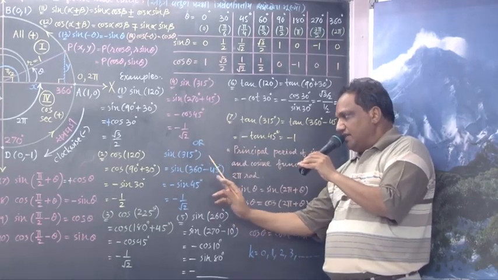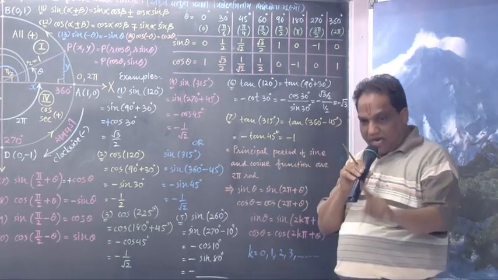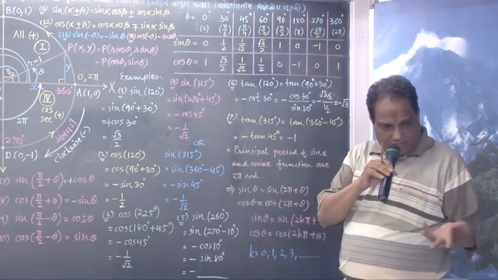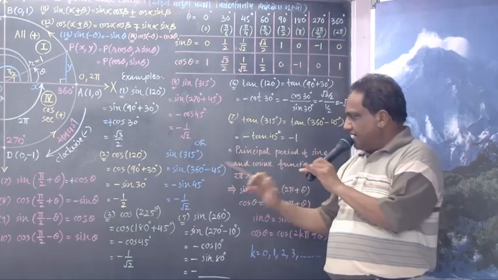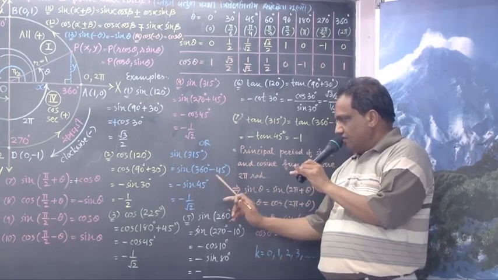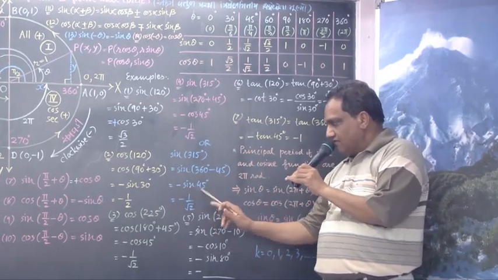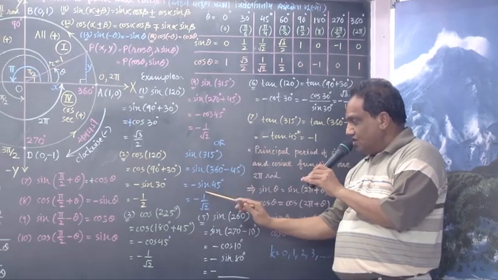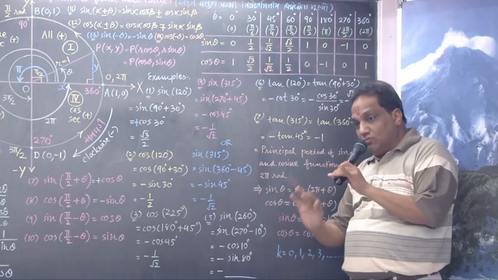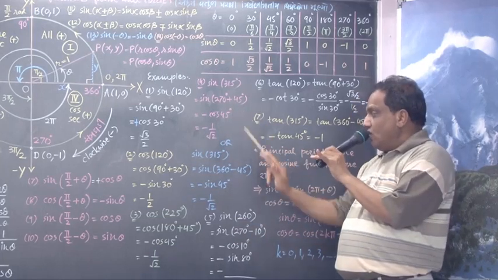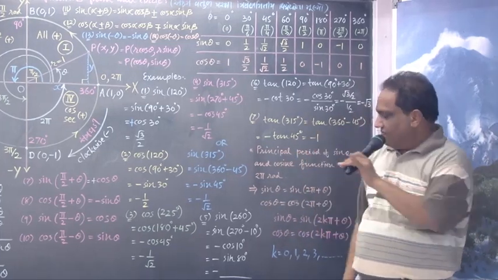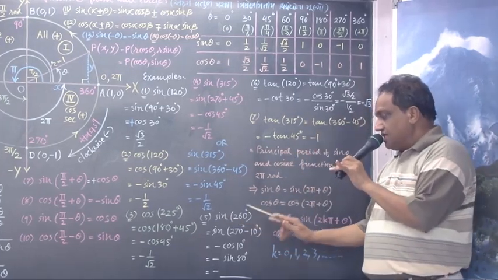And 360 degrees means what? 90 times 4, an even number, so I should not change the function. Sine as it is. Sine of 45, minus as it is. What is sine 45? 1 by root 2. Here also minus 1 by root 2. So don't bother whether to add or to subtract. Okay, fine.